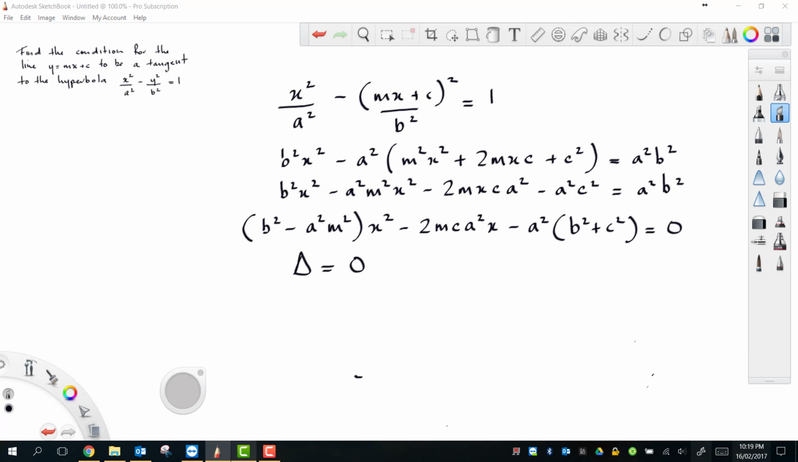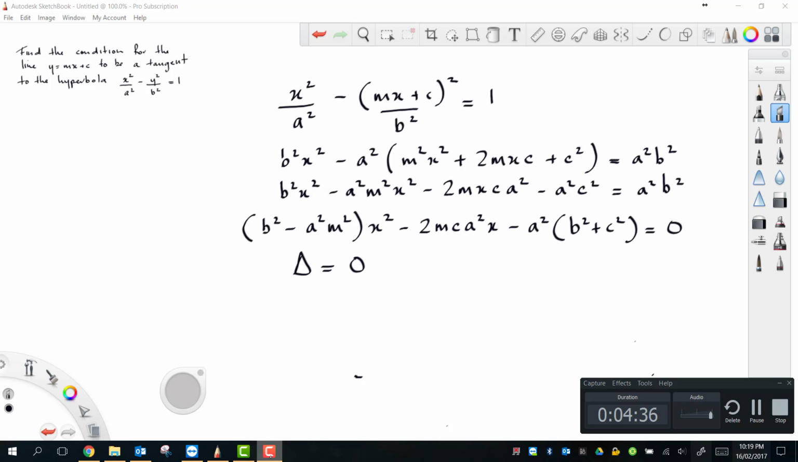So that gives us the condition that we're after. That's what we're going to work towards from here. We want to work out the discriminant. We'll make that discriminant equal to 0, and that'll give us a condition for all of these bits and pieces, the a, b, m, and the c. And that's what we'll end up with. So here goes. Let's just move all of this stuff over to the side first.